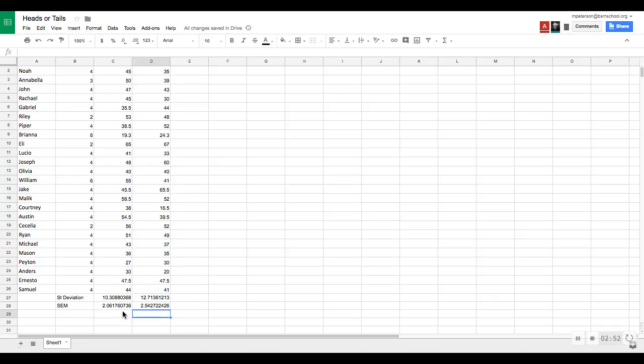So these two numbers, 2 is pretty okay, 2.5. If the standard error gets close to 3, then we're in trouble. Okay, so that's how you figure out the standard deviation and how to figure out the standard error of the mean. Those are two numbers that are important for statistics.